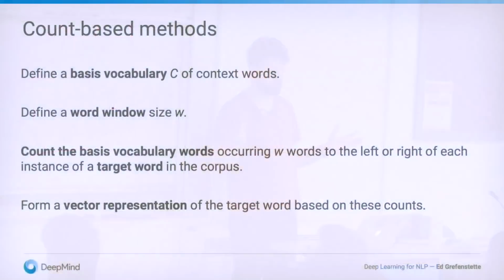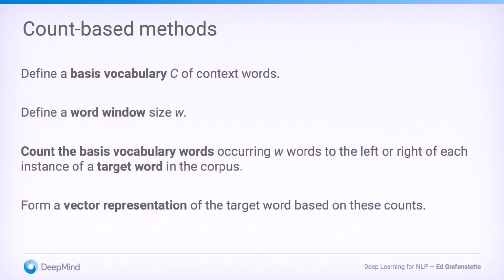For count-based methods, you're going to start by defining a basis vocabulary C of context words. This could be all the words in your vocabulary if you're particularly ambitious and have a lot of memory, but typically you're going to want C to be the salient context words that you expect to be informative. People have a variety of heuristics for this. You take maybe the top 10,000 or top 5,000 words in the language. Maybe they exclude stop words like "the" and "and" because those don't tell us much about the words they co-occur with other than syntactic markers. So the first hyperparameter is basically your context vocabulary.